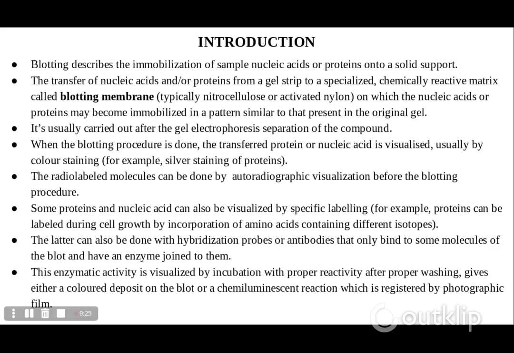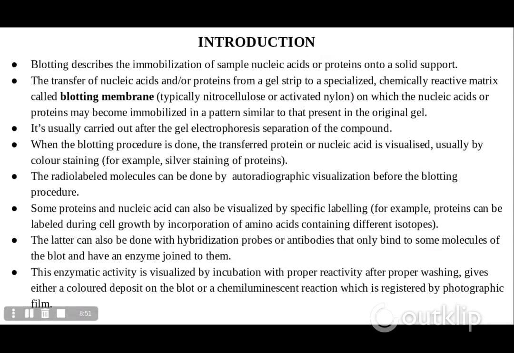Blotting describes the mobilization of a sample nucleic acid or protein onto a solid support, and you transfer this nucleic acid or protein to a chemically reactive matrix, which is called a blotting membrane, which is typically nitrocellulose or activated nylon. It can be charged, positive, negative, or uncharged. And the protein that is immobilized onto the membrane can be a pattern similar to the one that is present on the original gel itself. It is usually carried out after the gel electrophoresis separation of the compound.